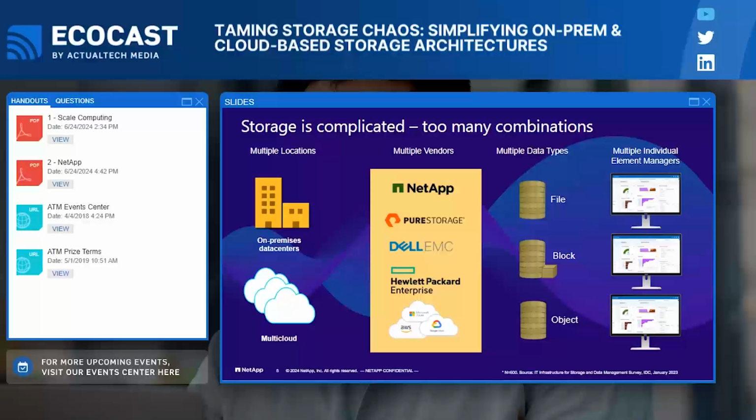We know that a recent IDC survey showed that most companies today are hybrid, on-prem and in the cloud. That can be multiple physical locations, multiple hyperscalers, and most companies have at least two storage vendors. And you're likely using at least two data types, right? File, block, or object. Each element is going to have its own siloed manager or tool set with its own feature sets and functionalities. And I'm going to bet that's at least 5 tools for most of you.